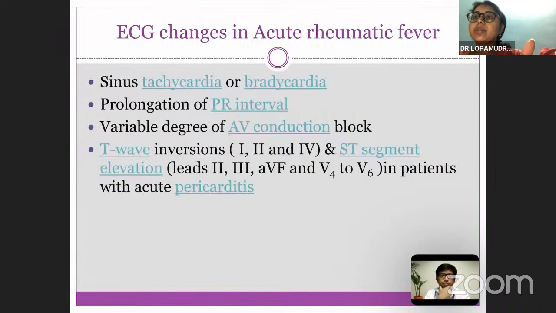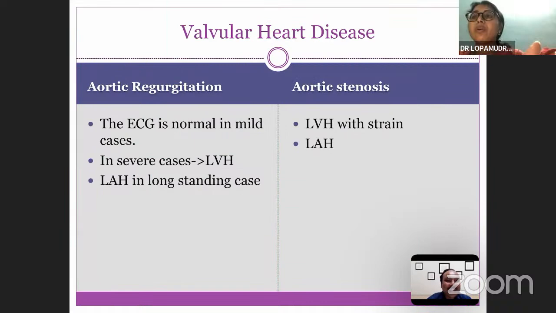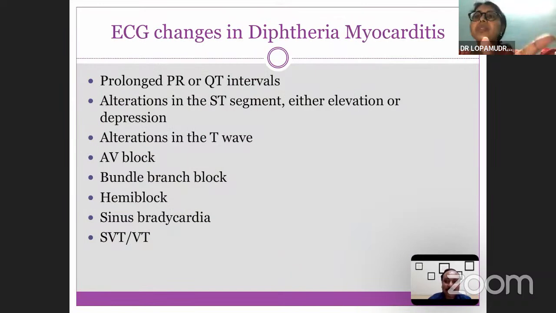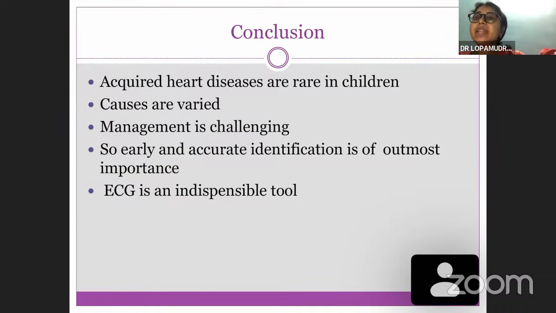Acute rheumatic fever can also present with tachycardia and bradycardia. We are not able to cover everything in a single talk, so I'll summarize it, okay? So coming to the penultimate slide, acquired heart diseases are there in children, causes are varied and management is challenging. But we need to identify them early and accurately so that a life can be saved. And ECG is an indispensable tool for that. So ECG's role cannot be overestimated. Thanking you.